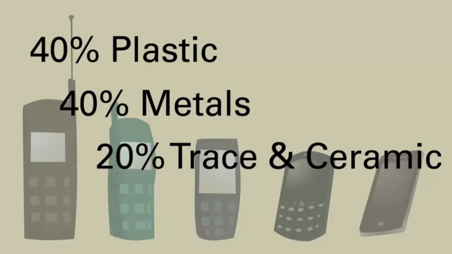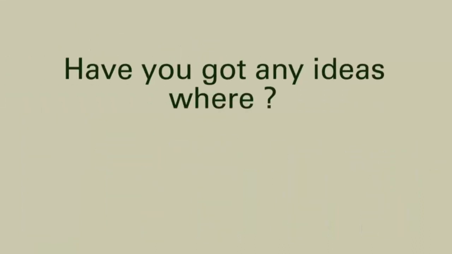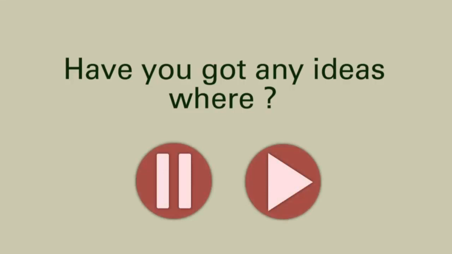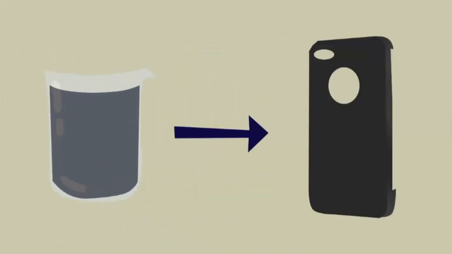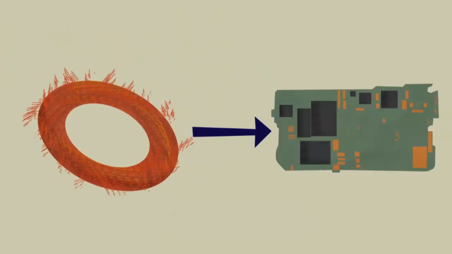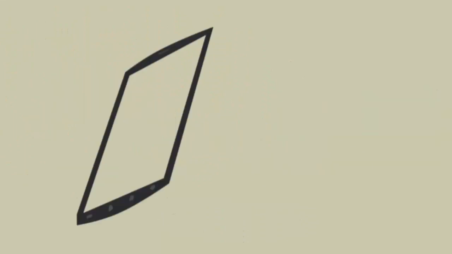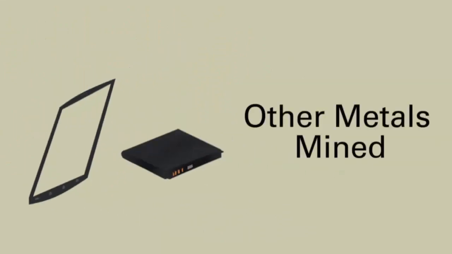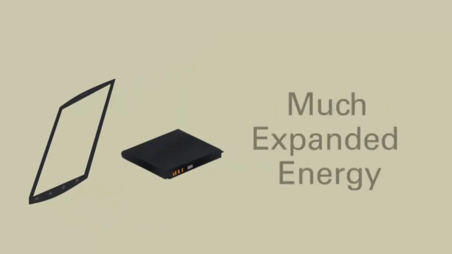The materials used to make mobiles weren't ready to be used by manufacturers. This means they had to come from somewhere. Have you got any ideas where? Pause the video and resume when ready. Some suggestions would include crude oil, which is used to make plastic casing, or the metals, like copper, used in the circuitry. Also, when making the display and the rechargeable batteries, other metals also had to be mined. In doing so, vast amounts of energy were expended.